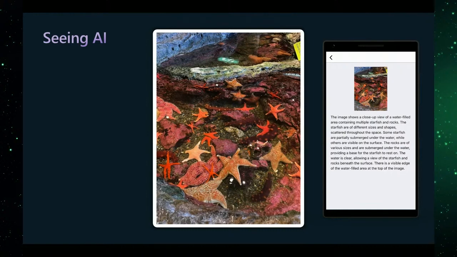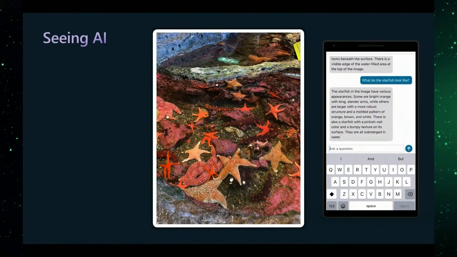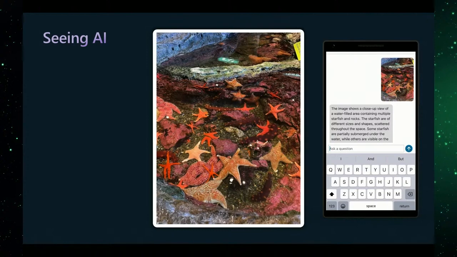So it first comes up with a general description. These are all kind of sea stars or starfish with different sizes and shapes. And some starfish are submerged underwater. But then I can ask, hey, what do the starfish look like? And it will tell me. And I can ask a next question, like what is the yellow starfish doing? Or what is the pink starfish doing? And it will tell me that. So this really helps people to understand more of what is going on in images, and for people with a visual impairment, what is going on in their surroundings.